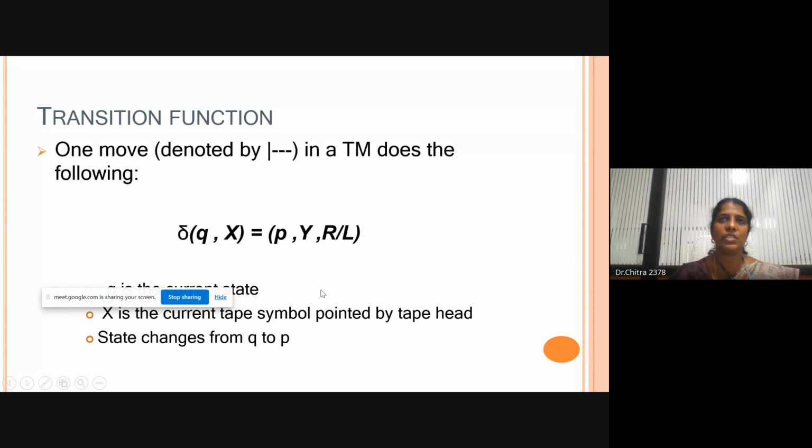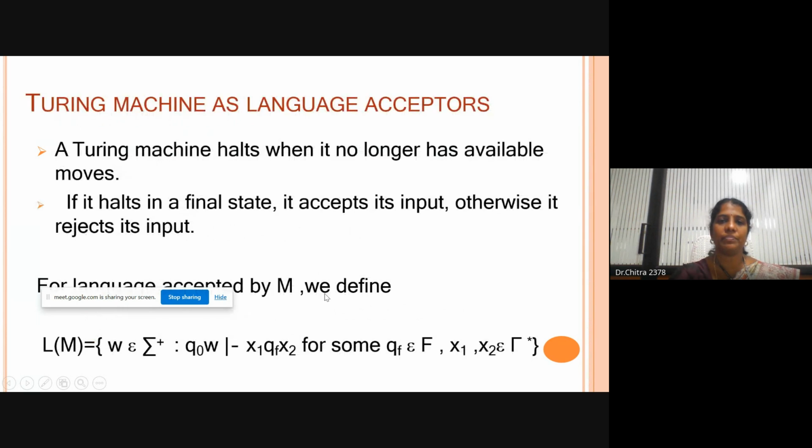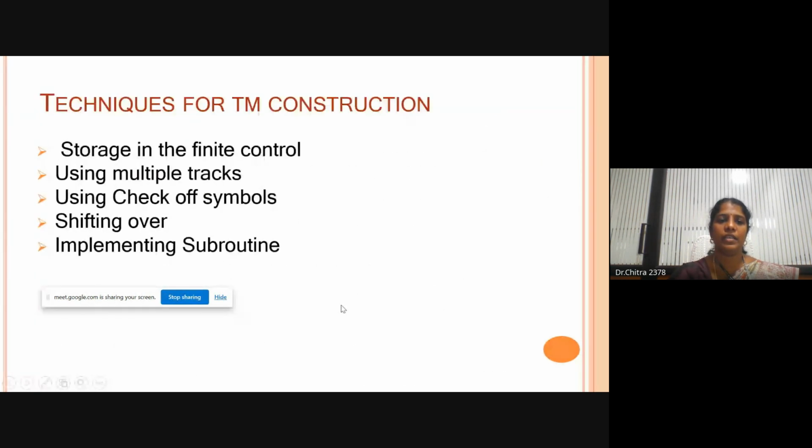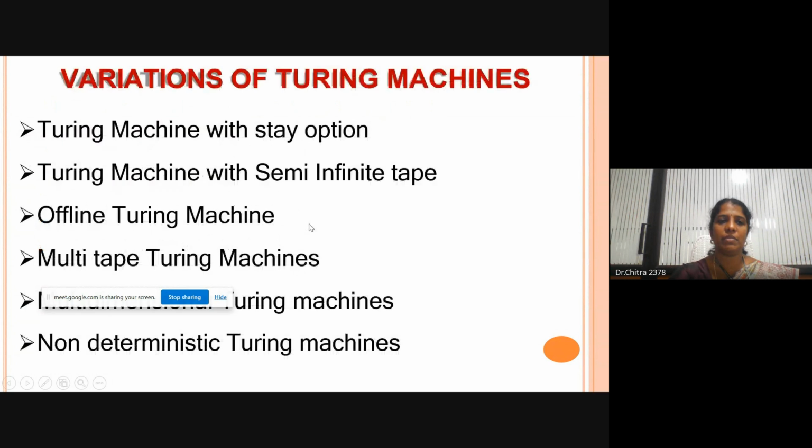In this class, we will see the variants of the Turing machine. Turing machines accept languages; generally, they accept the recursively enumerable languages. Here we will see some of the variants of Turing machines. First is the Turing machine with stay option, then the Turing machine with semi-infinite tape, offline Turing machines, multi-tape Turing machines, multi-dimensional Turing machines, and non-deterministic Turing machines. These are some of the variations of the Turing machines.